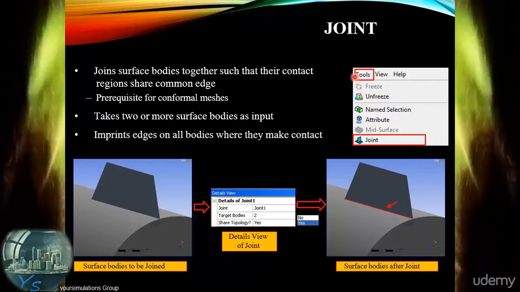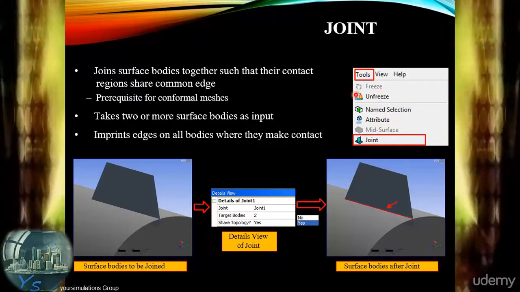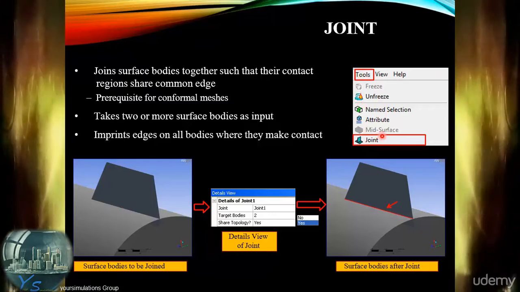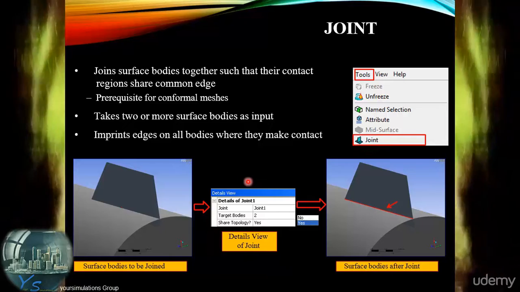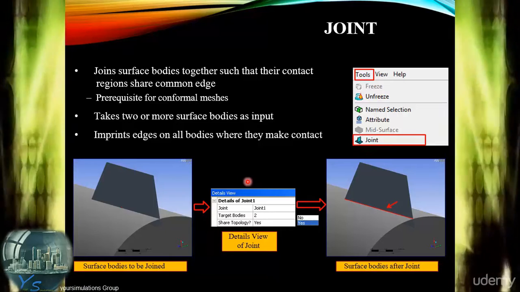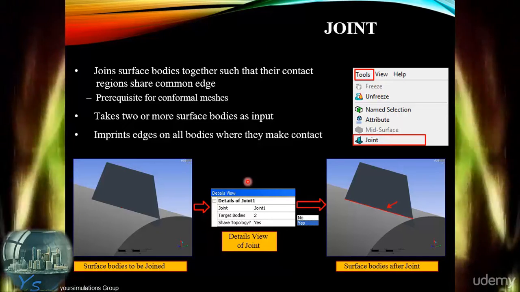So we can see the operation on the top right hand side of this slide. We go to Tools and drop down to Joint. Once we select that joint, the operation will appear in the tree and we'll have access to the details view for editing details of the joint operation.